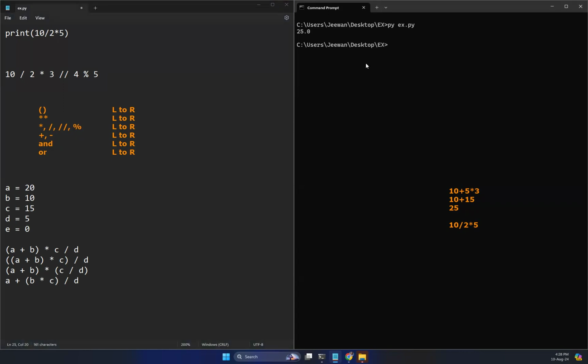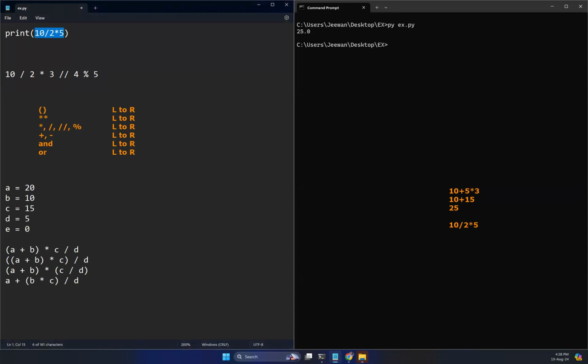Previously, we went from left to right with the operators. First you have division, then same level operators. Therefore, 10 divided by 2 is 5. 5 into 5 is 25.